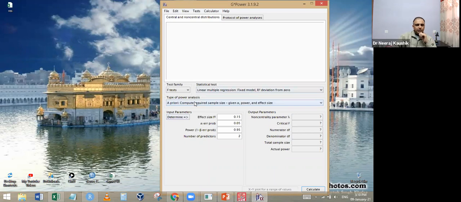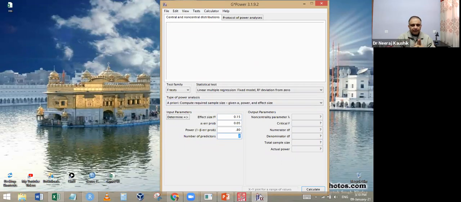A priori means I have not started my work. Please tell me how much sample size I should take. If my model is clear to me, that this many are independent variables and this is the dependent variable, then it will ask you two things. How much alpha do you want to maintain? Alpha is always 0.05. How much beta? The minimum limit is 1 minus beta, where beta is the type 2 error. So how much power do you require? Power we generally take as 80%.